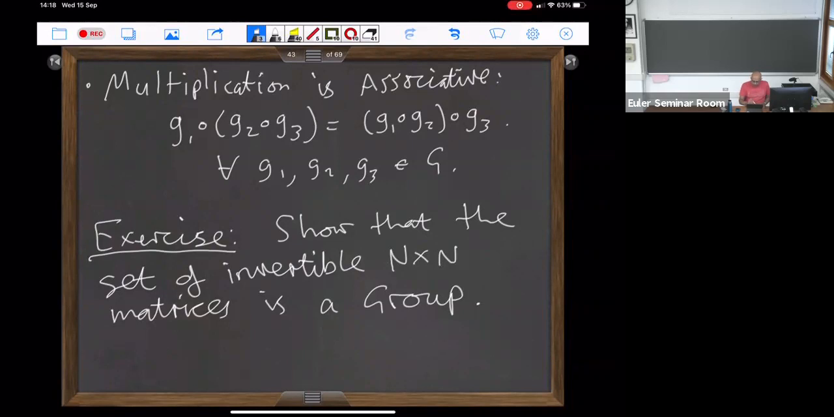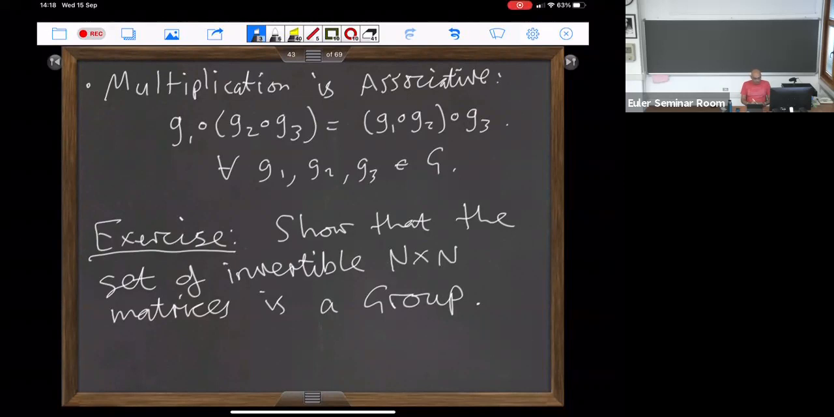And you'll see some examples in the exercises, all designed to, we'll come to those in a minute. But the first exercise that I'm going to set on this topic is to take the set of n by n matrices. You could consider real matrices or complex matrices.